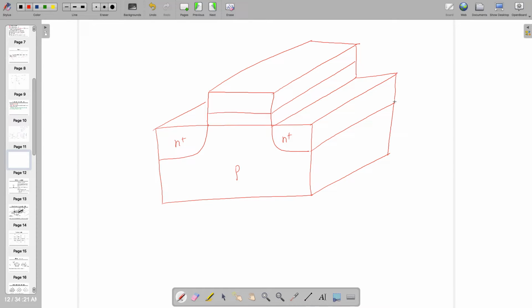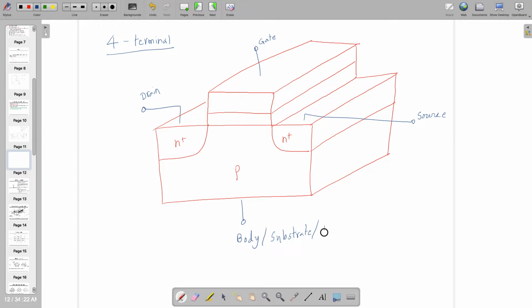So it looks like this one, where there are four terminals, not three. Unlike BJT, it has four terminals. One is called gate, one is called drain, one is called source, and one is called body, or substrate, or bulk. If you are hearing any of the words, all are synonyms to each other.